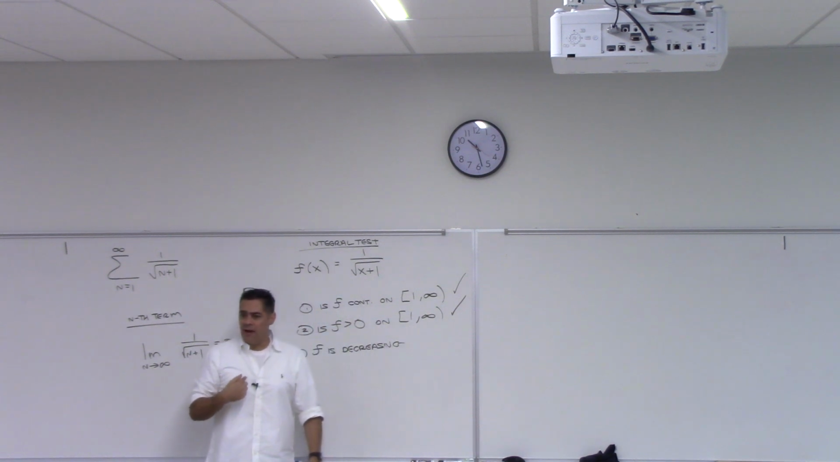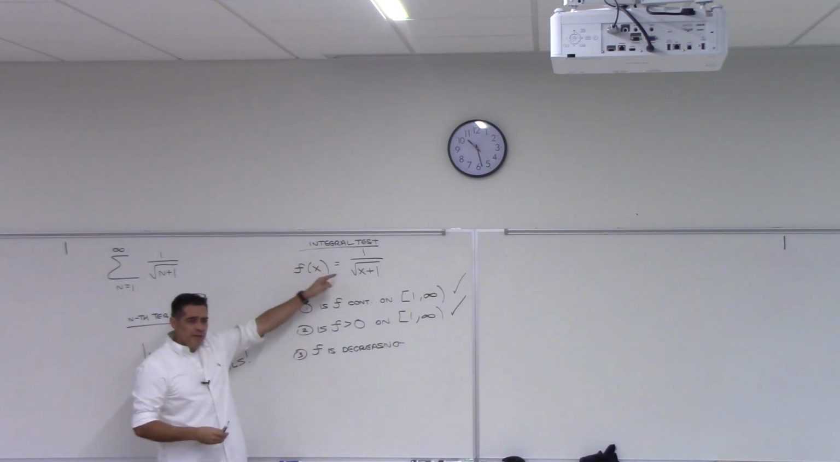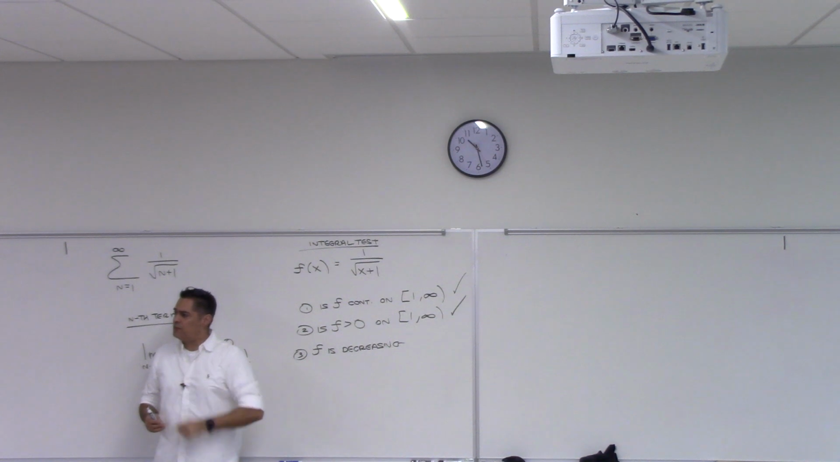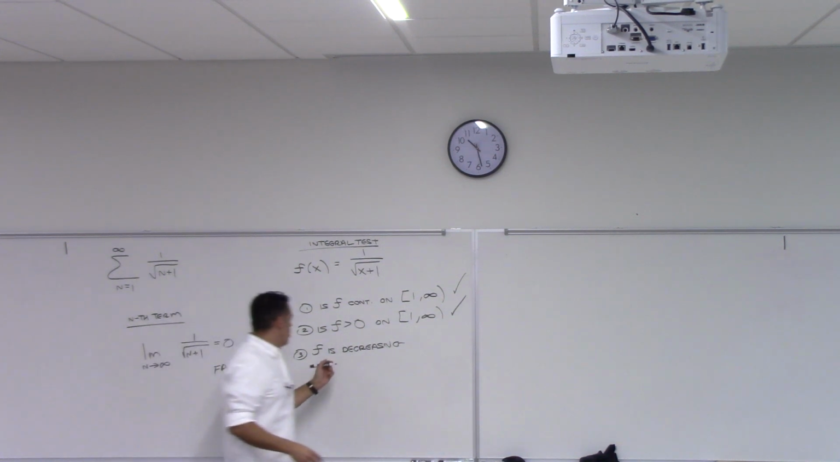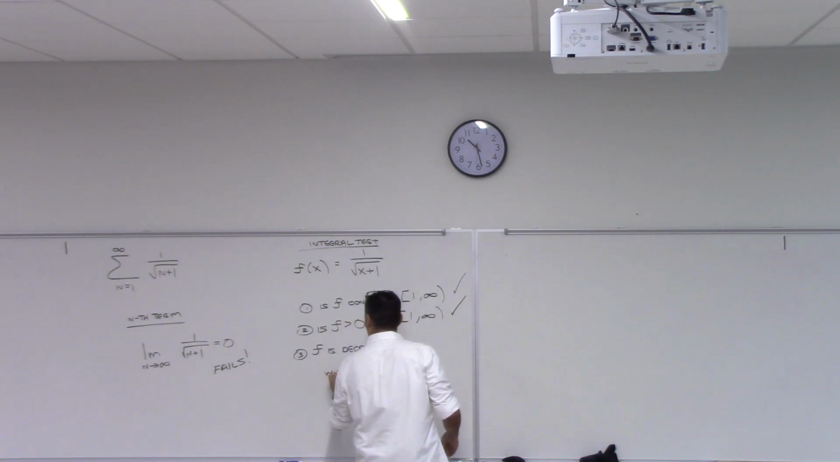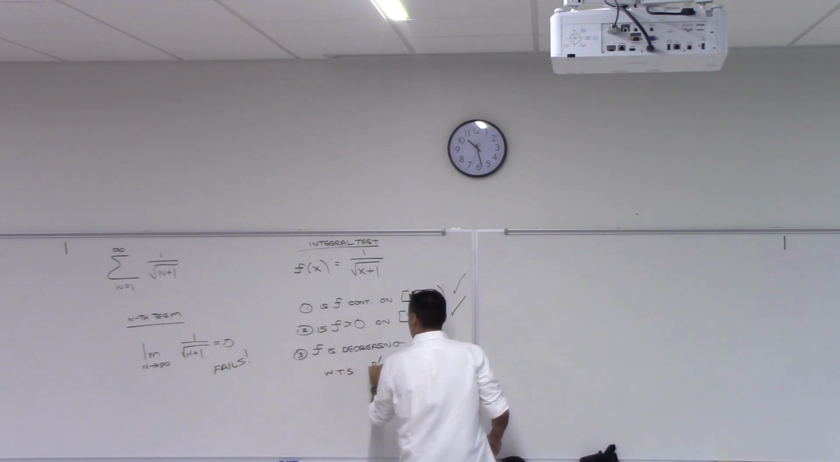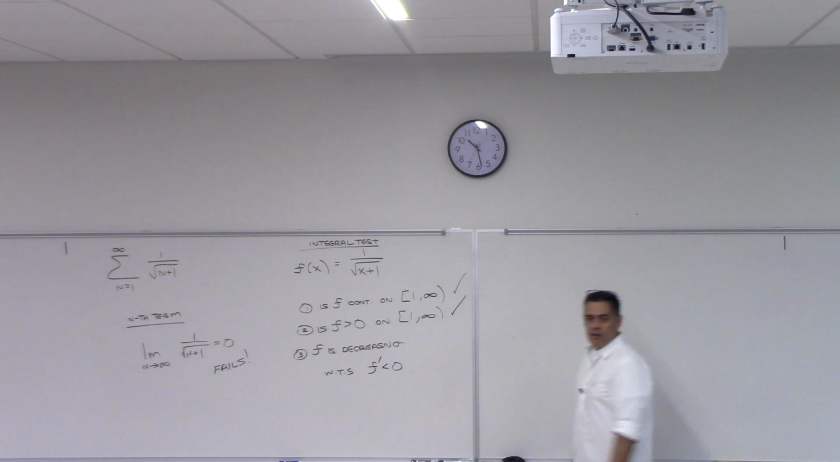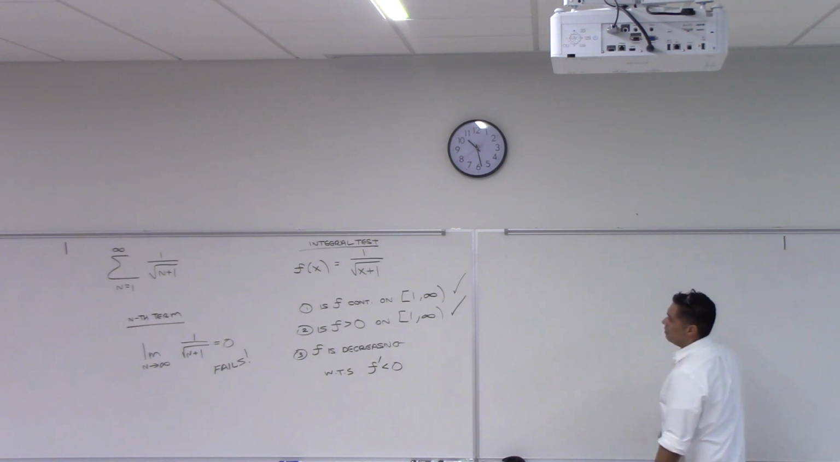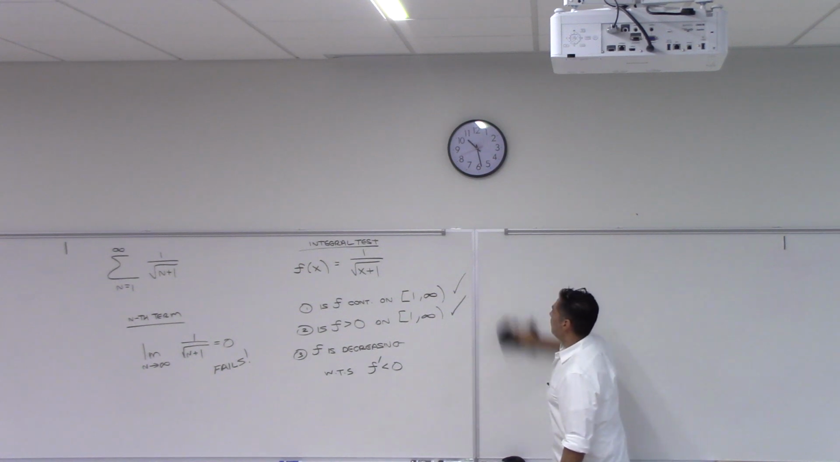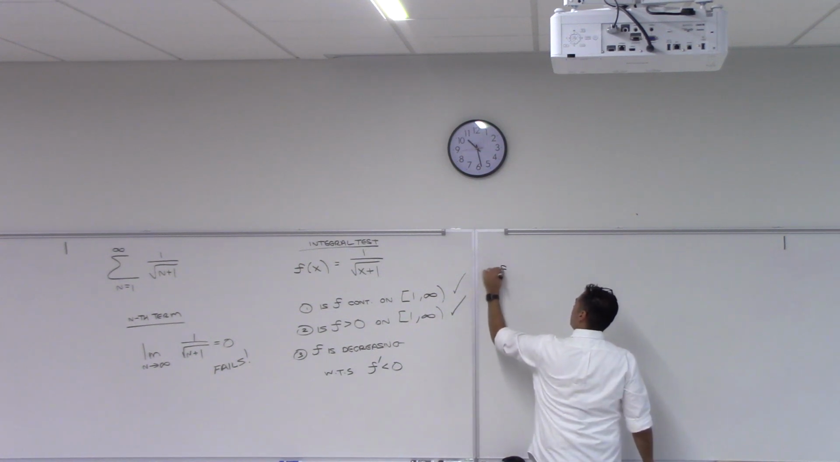So what I'm going to do right now is take the derivative of this and try to convince you that it's always negative. That's what I'm trying to do. So I want to show that the derivative of this is always negative. Are you ready for the derivative? Okay, what's the derivative of this function?